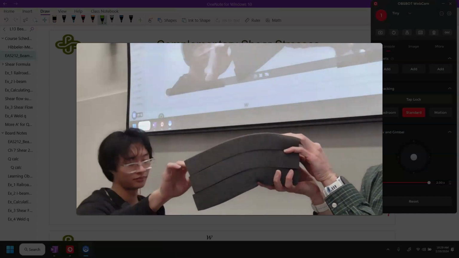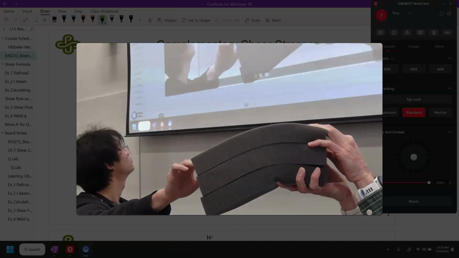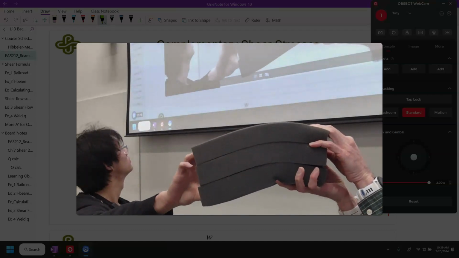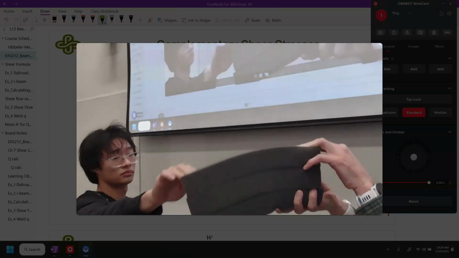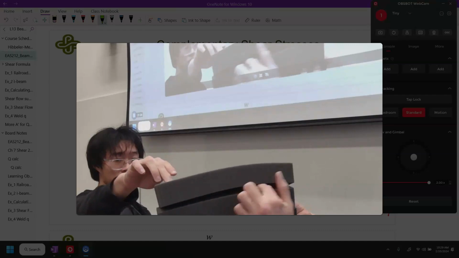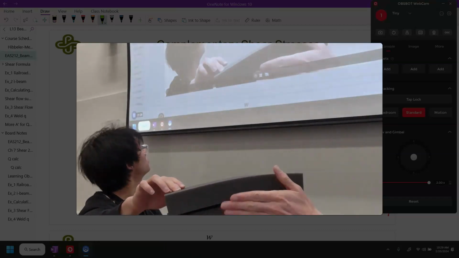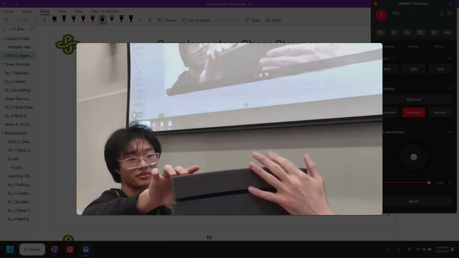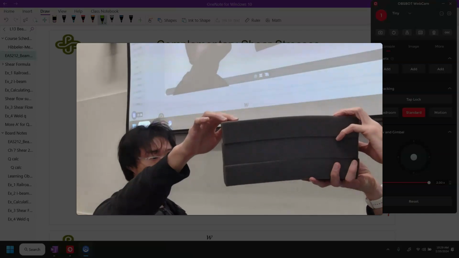I don't know if you can see how they're not stacked neatly on the edge. The reason they're not stacked neatly is that these surfaces here were not bound together. Right now, it's just friction that's sort of holding them.